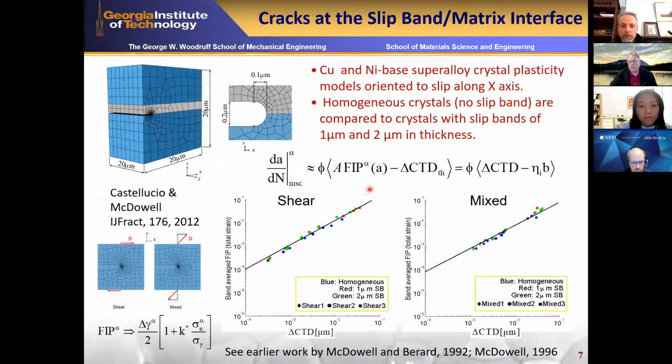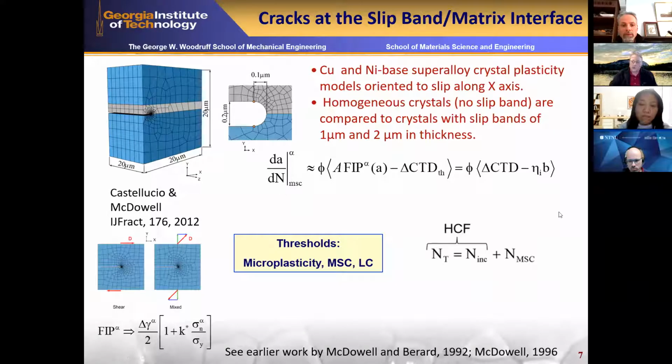DADN for the microstructurally small crack is some irreversibility factor phi times some constant A times the computed FIP minus the threshold CTD. The threshold CTD is taken essentially as on the order of the Burgers vector, so eta is approximately equal to unity. And we see that the FIP then serves as a reasonable surrogate for the delta CTD. And I'll talk a little bit later about how we've used that in small crack growth laws.